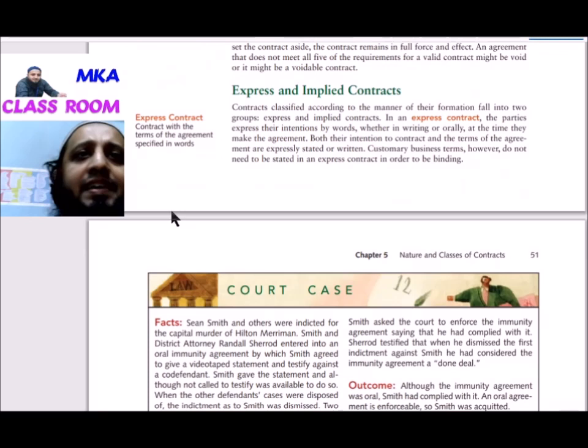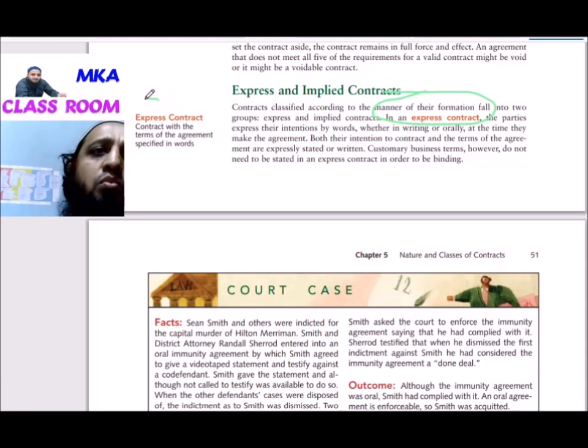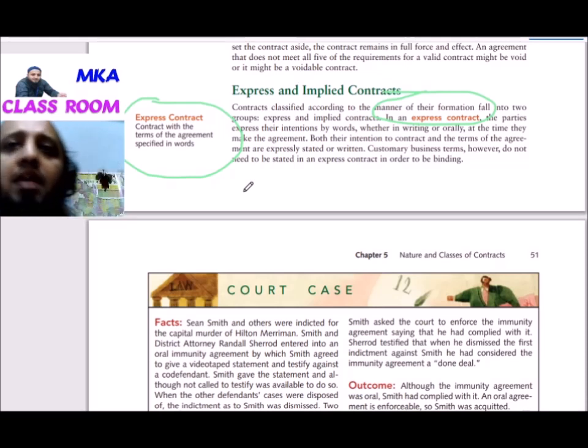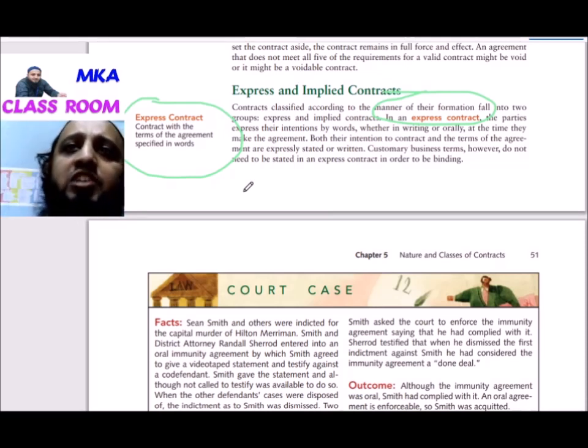Now later on we will see express and implied contracts. This type of contract can be classified by the manner of formation. One is the express contract, another is the implied contract. In an express contract, all the elements are expressed by the parties. Like whenever you try to open a bank account, all the terms and conditions are expressed by that document, and you have to read it and agree with those matters. That is the express contract.